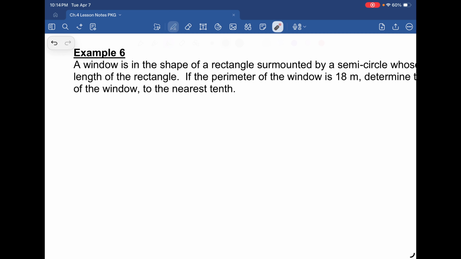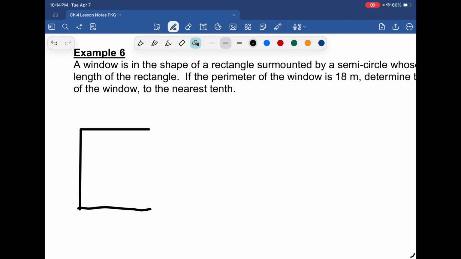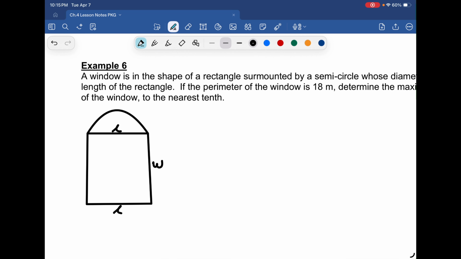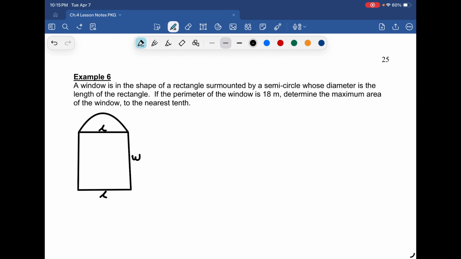Now right away what I'm going to do is just draw a quick visual here. So I draw out my rectangle, which represents the first part, and then I draw out my semicircle that is surmounted on the top. Now, what they told us is that the diameter is the length. So we're going to write length and width, where this is also the length right here. And I'm just going to backpedal that and put it a little neater. There you go. Okay, they've given us the perimeter and they want to determine the maximum area.